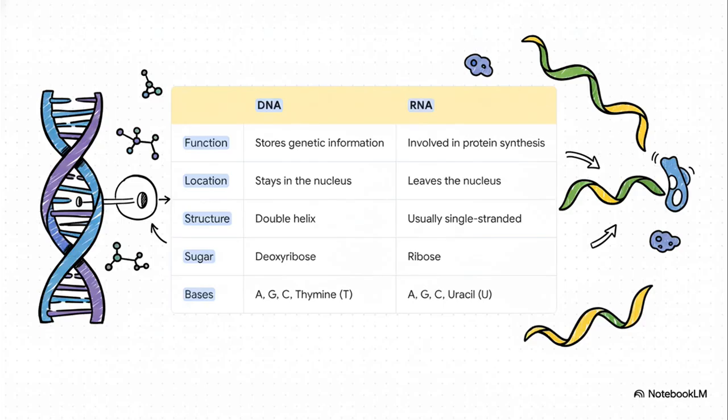Think of it this way. DNA is the priceless master copy of all the genetic instructions. It's kept super safe in the cell's nucleus, organized in that famous, stable double helix. RNA, on the other hand, is like a working copy. It's a temporary, single-stranded message that takes a specific instruction from the DNA and carries it out of the nucleus to the cell's construction sites, where the proteins are actually built.